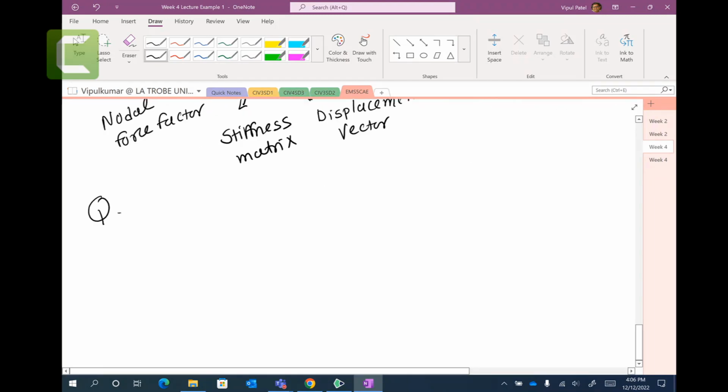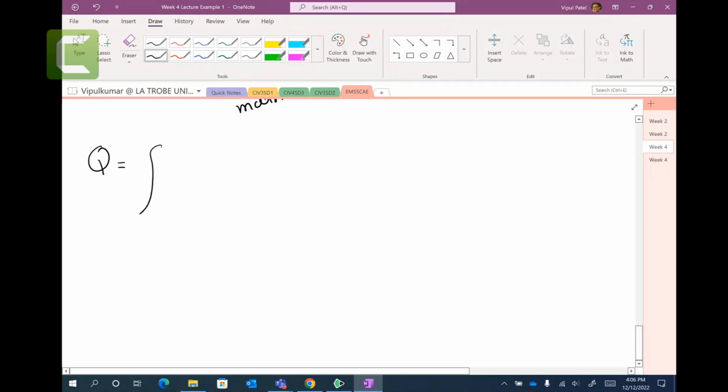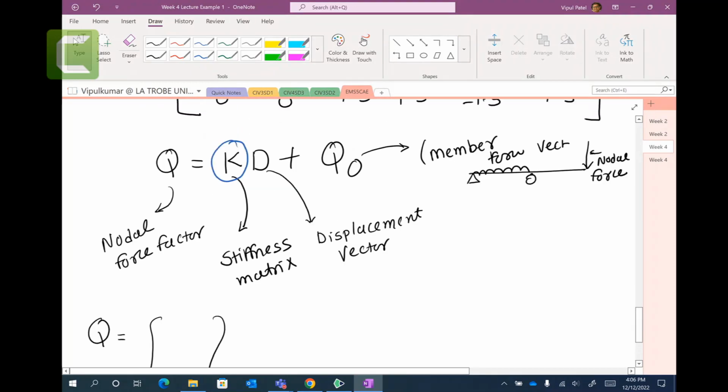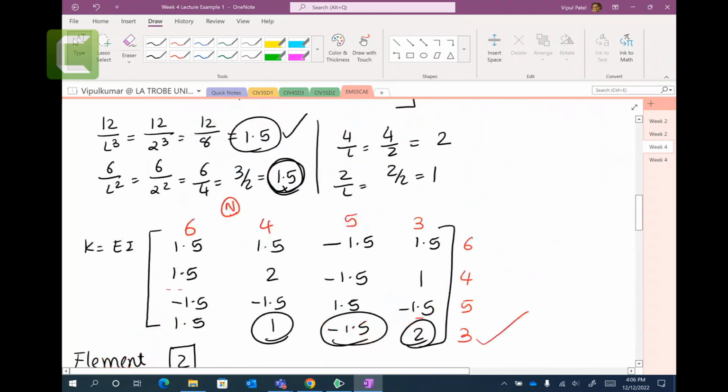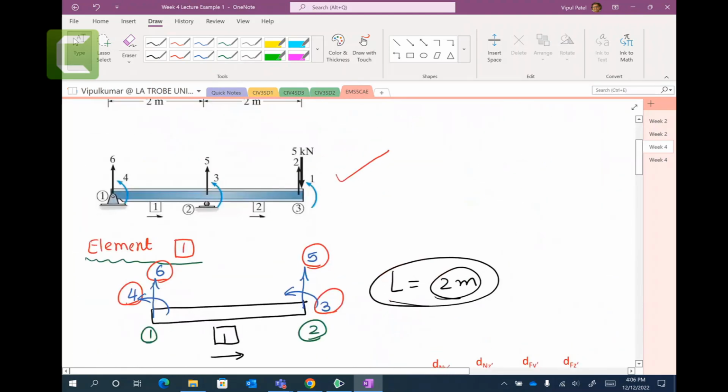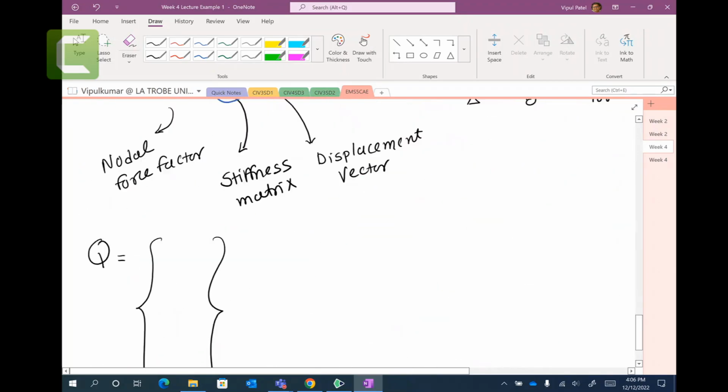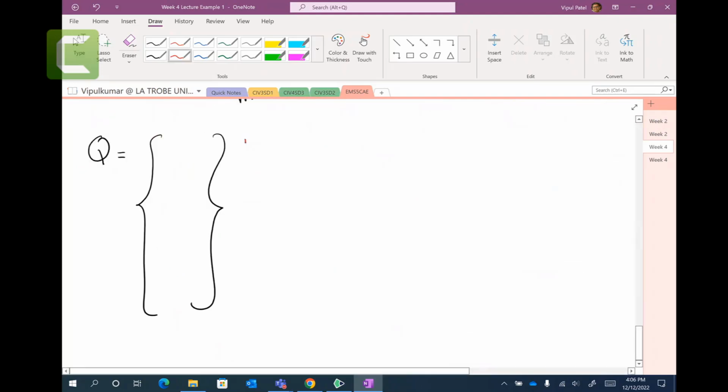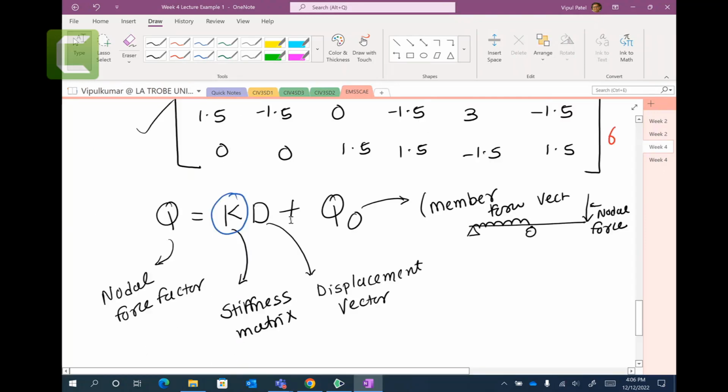So Q equals, how many degrees of freedom do we have? Look at that. How many total degrees of freedom? Come back here. We have total 1, 2, 3, 4, 5, 6. Total 6 degrees of freedom in the question. So we can write 1, 2, 3, 4, 5, and 6. Let me get that figure here so we know what we're talking about.